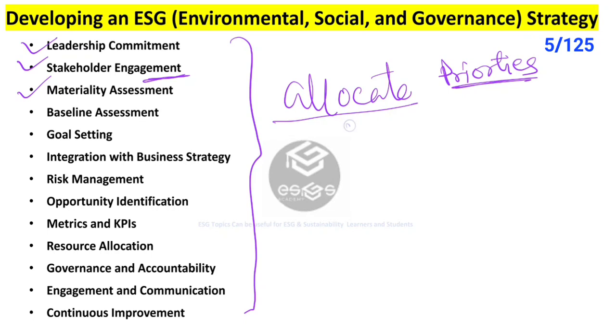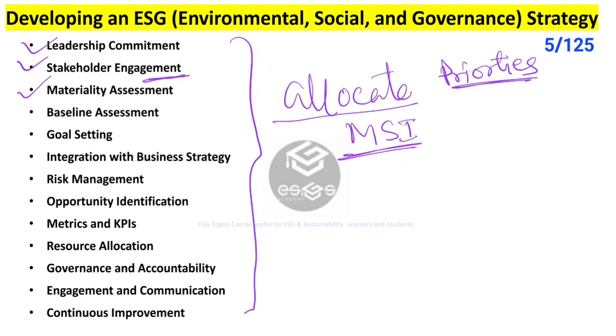In the third step, what we do, the materiality assessment, we conduct a materiality assessment to identify and prioritize the most significant ESG issues relevant to the business, relevant to the organizational operations, industry, and stakeholders.